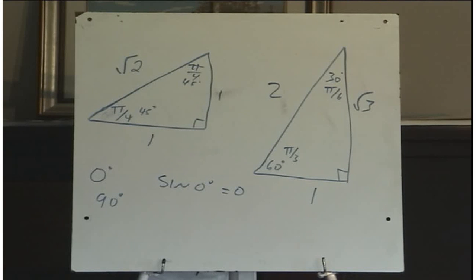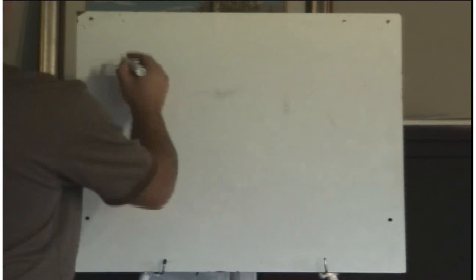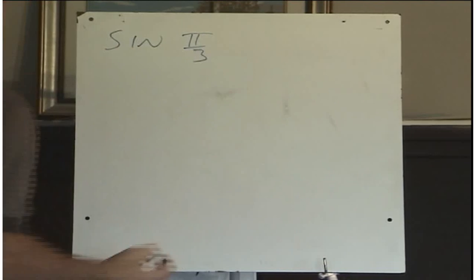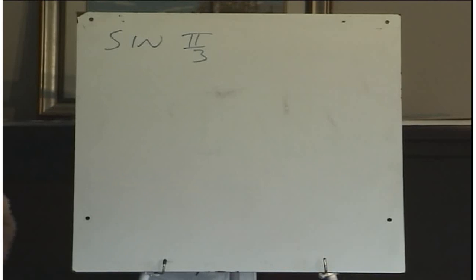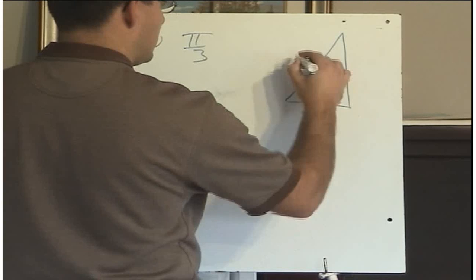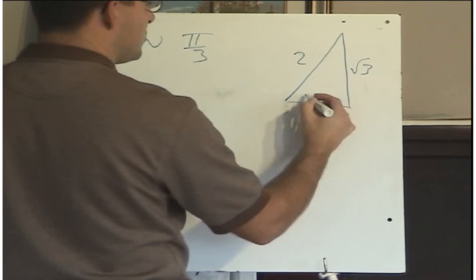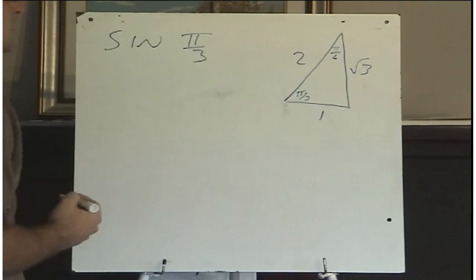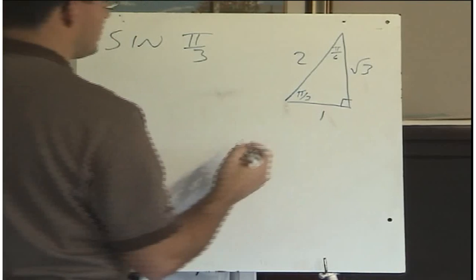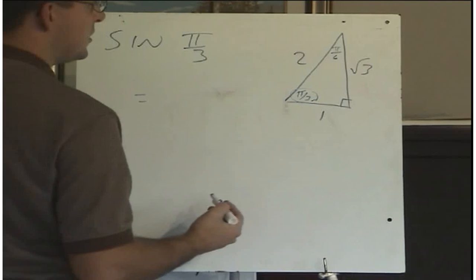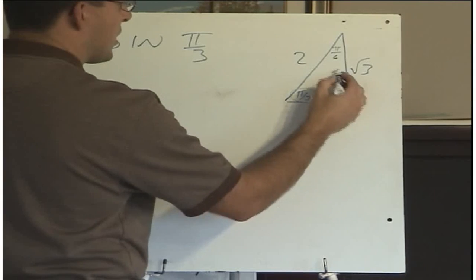So let's look at how we can use this to answer some questions. The exact value of sine pi over 3. Let's say we're asked to find out what is the exact value of sine pi over 3. Well, if I construct my 1, 2, root 3 triangle, where this angle is pi over 3 and this angle is pi over 6, then I just simply need to take a look at pi over 3. Here's this angle. Sine is opposite over hypotenuse.